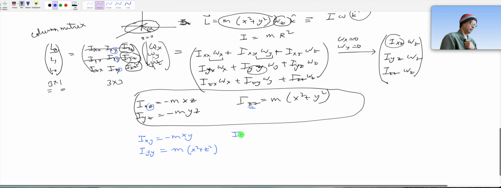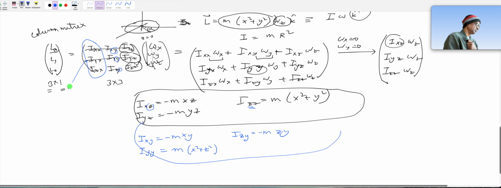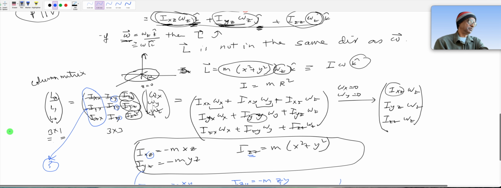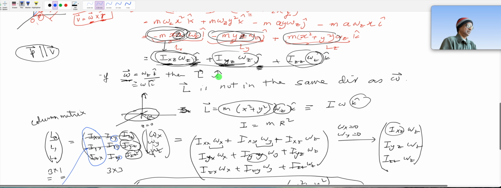And I_zy, the last one, will be minus m z times y. And similarly you can obtain the other one. I'm not going to write that down. You should write that down, okay? Now it's all getting very complicated. You can see what I'm getting over here.